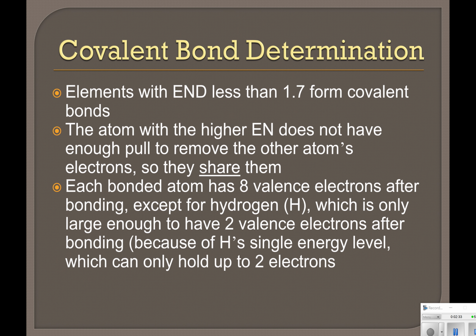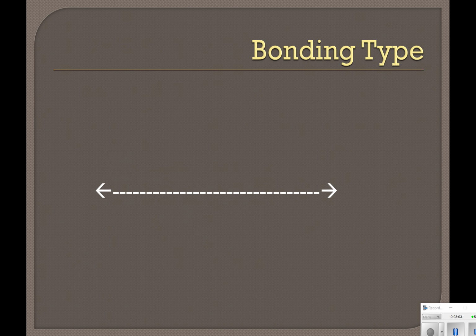And what happens when this occurs, when they share electrons, each of those bonded atoms is going to try and achieve their stable octet. And after bonding, they will each have their stable octet of 8 valence electrons, except for hydrogen, which only has 2 valence electrons in its 1s sublevel, or excuse me, its 1s sublevel, which can only hold 2 electrons. So that's going to be the only one that's going to be less than 8 valence electrons.